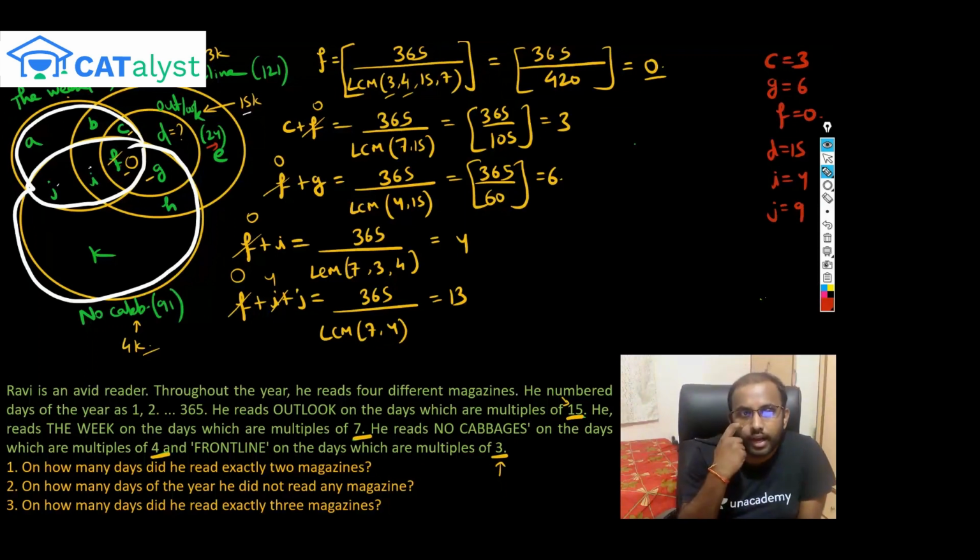Okay. Now I will keep on getting these values, right? Once I got f plus j g, again rub this part now. Okay.